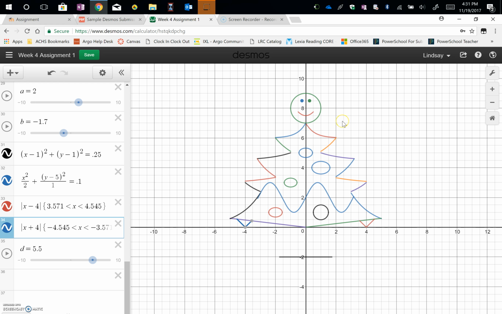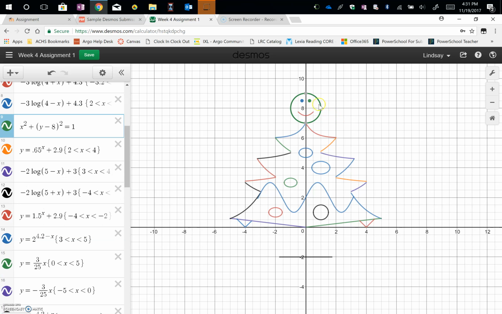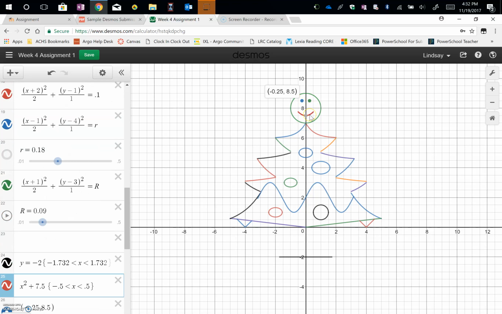I could have chosen a lot of different things for the top of the tree. I could have chosen a smiley face, a star, any sort of basic shape using different functions. So I decided to go with a smiley face just because it includes a circle as well as ordered pairs here and then a parabola here to form the smile of the smiley face.